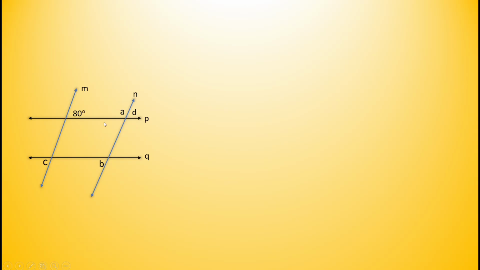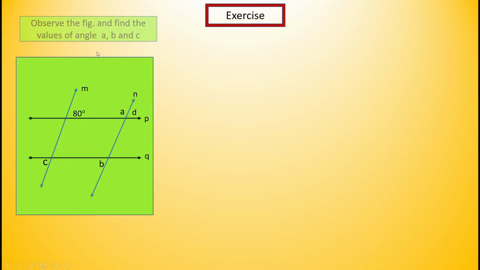Now consider the second example. Here the two parallel lines are indicated, P and Q, and M and N is a transversal, and different angles are indicated here, angle 80 degree, A, D, B and C. And what is our question? Observe the figure and find the values of angles A, B and C.